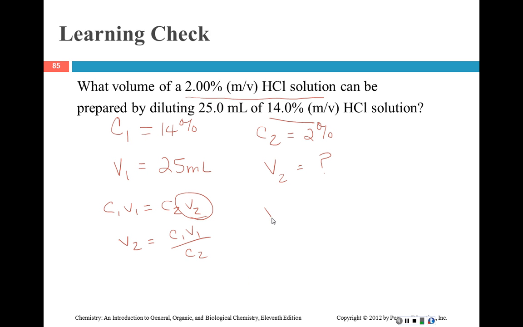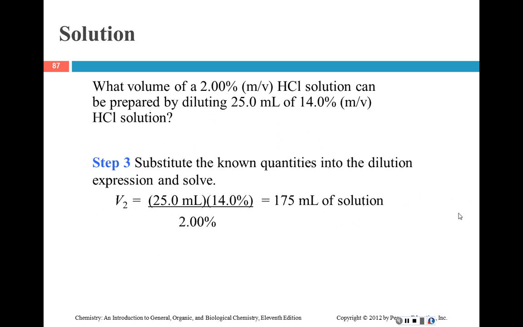So V2 equals 14 times 25 divided by 2. Am I right? Okay, 14 times 25 is 350, divided by 2. So I'm getting 175 milliliters. Yep, that's what they got too.